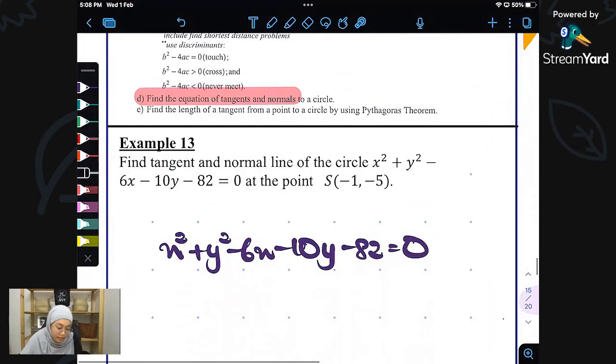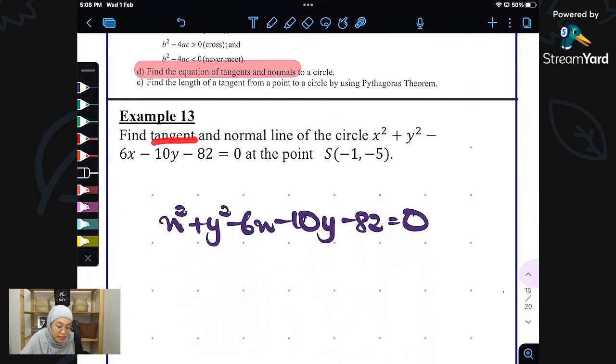Let's go on to the next example. Find the tangent and then the normal line. So they want two equations, one is the tangent line, another one is the normal line. So they are two different lines there.